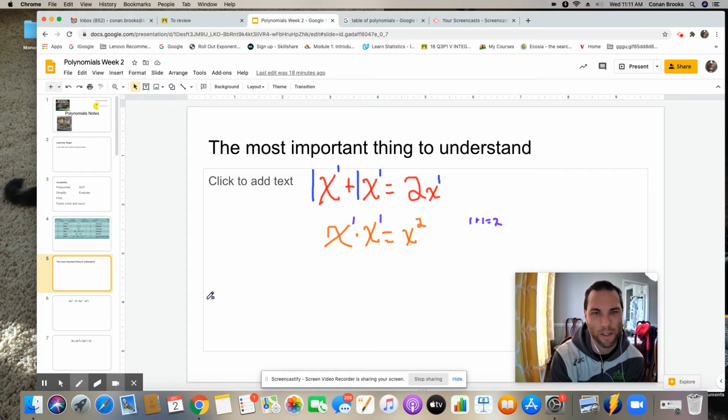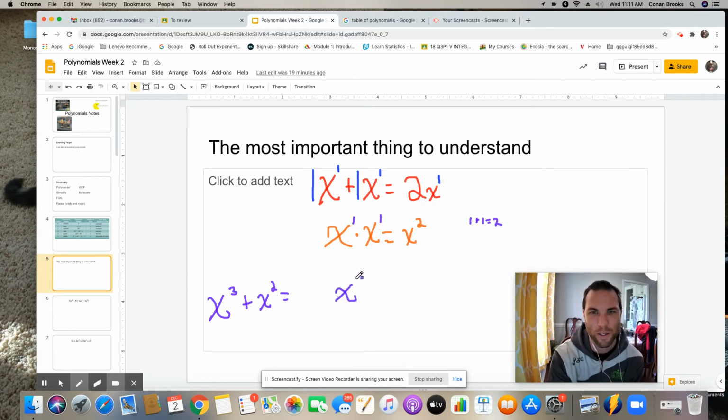If you have something like x cubed plus x squared, then these are not like terms, and you cannot do it. You just rewrite it as is. But it's not x to the fifth. It's not 2x to the third. It is just what it is. You can't combine unlike terms.